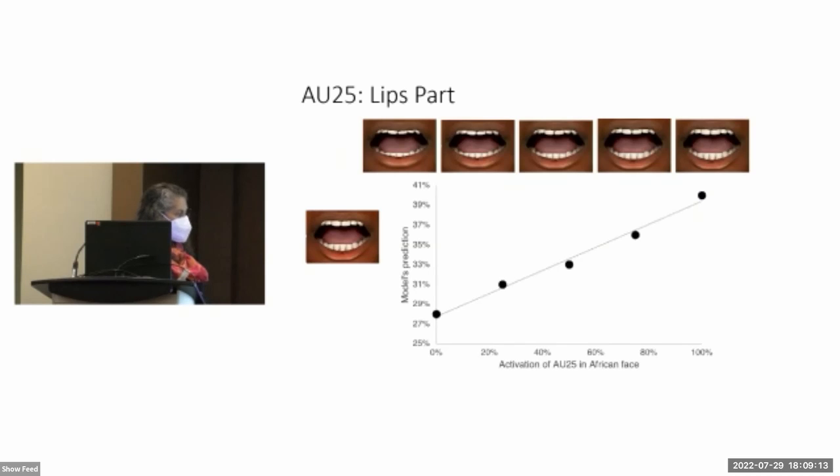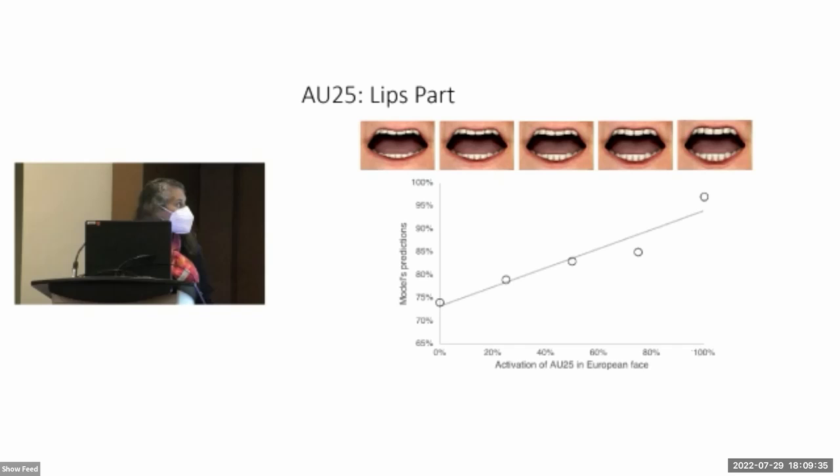So this x-axis refers to activation put into FaceGen. So there's a FaceGen model. We tell it make 0% activation of AU25 versus make 100%, and then we stick it in the computer model and say, computer model, what do you say? And it does this output. So it's highly correlated. And it also is highly correlated for the European faces.